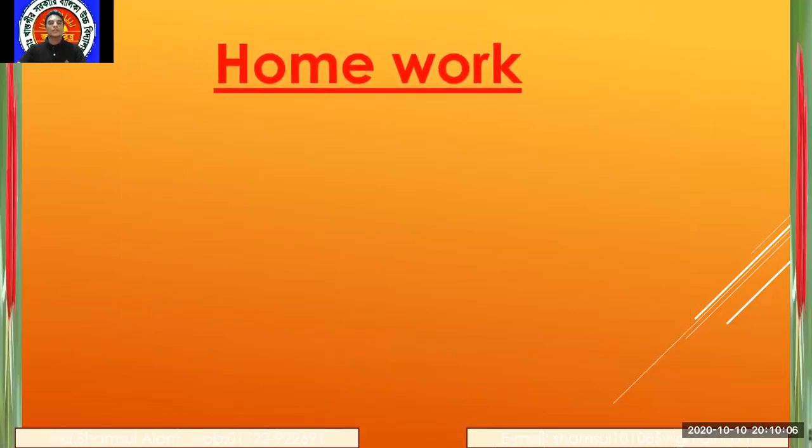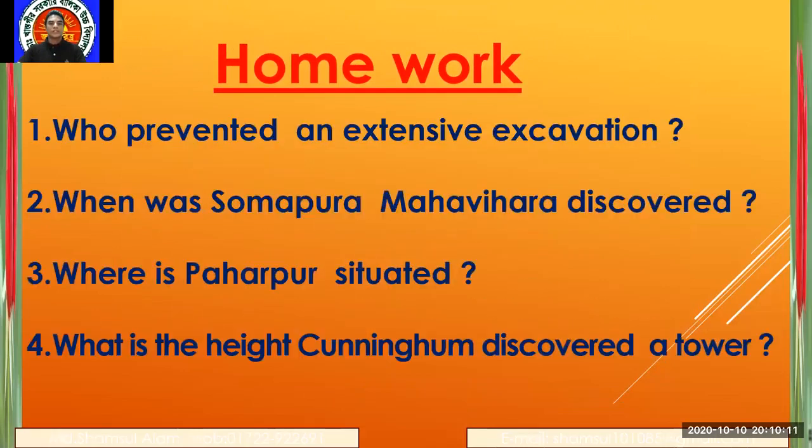Now your homework. Try at home to solve the mentioned questions on the screen. There are 4 questions on the screen. Who prevented an extensive excavation? When was Sompur Mahavihar discovered? Number 3, where is Paharpur situated? Number 4, what is the height Cunningham discovered a tower? Now try to write down the answers from the passage. I hope you can easily write down the answer of these questions.